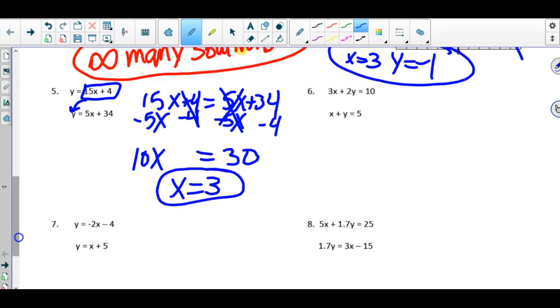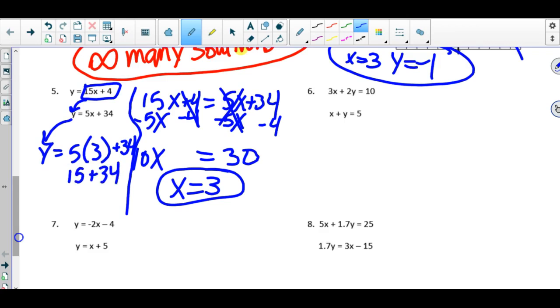Once I know that x is 3, I'm going to take this bottom equation and say that y equals 5 times x, which is 3, plus 34. That is 15 plus 34, which equals 49. So y equals 49.